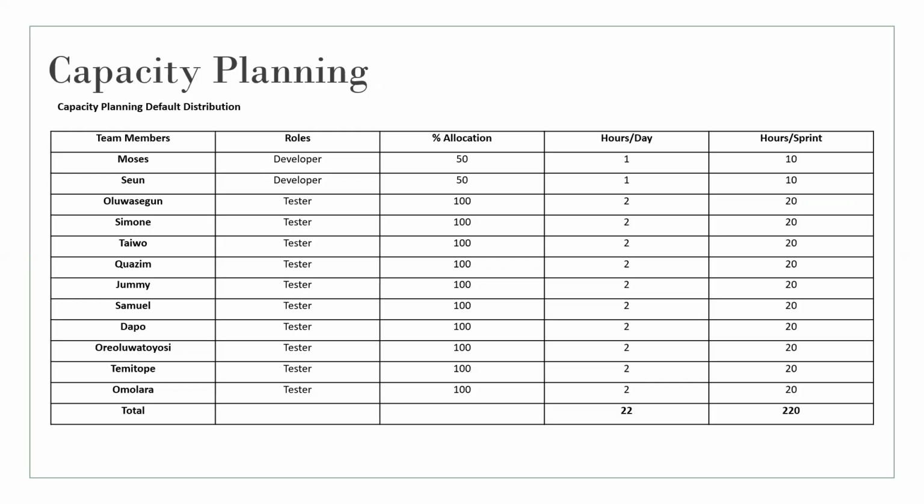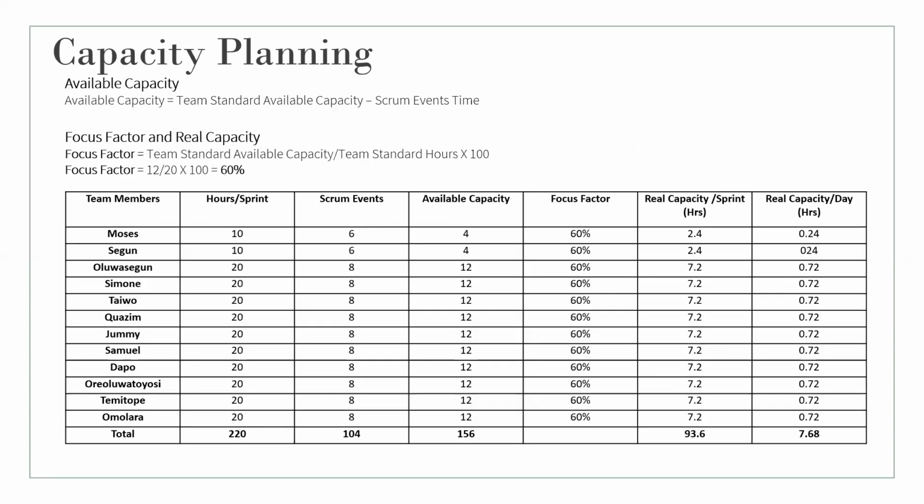Each member of the QA team was assigned 2 hours, and the developers were assigned 50% allocation because they were not full-time members of the team. We calculated the Scrum events, deducting them from the default distribution, and were able to get the available capacity. Then we calculated the focus factor, which was used to multiply the available capacity to get the real capacity.